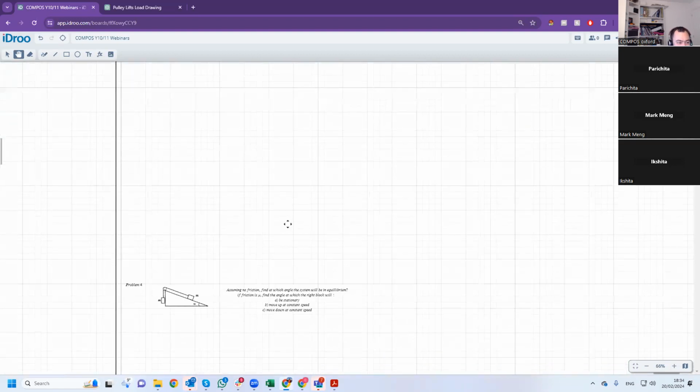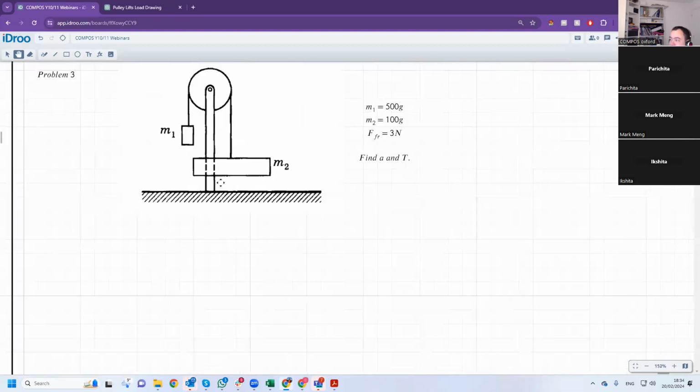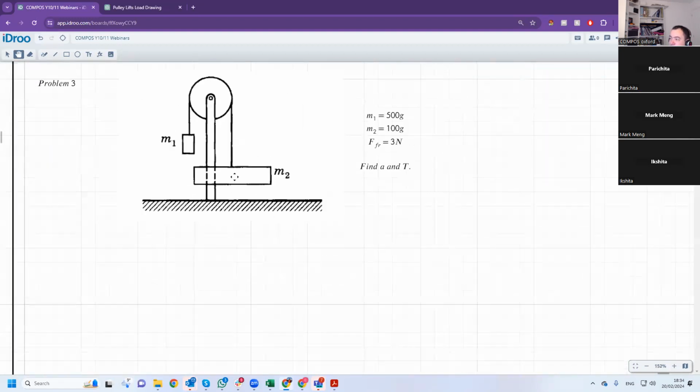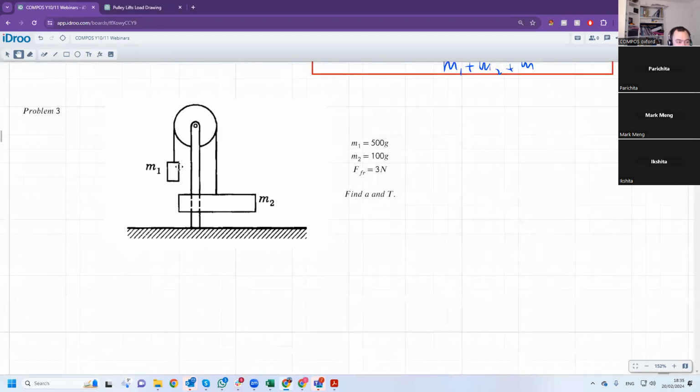So problem 3, we have two masses over a pulley, and there's a hole in mass m2, and it can slide.